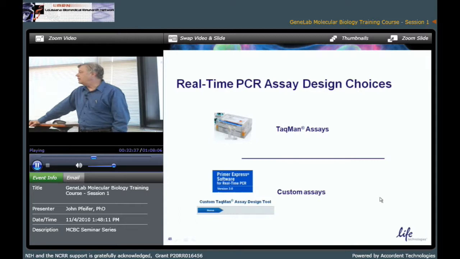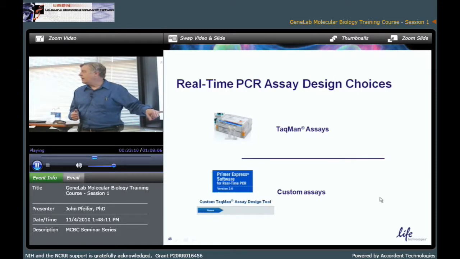In general, we divide the choices into two categories for assay design. TaqMan assays are assays that we've done all the design, the testing, the bioinformatics. They're on the website, ready to go. Custom assays are any assays other than that. So traditionally, for many years, researchers used software that we provided called Primer Express to design the assay. So that way, you would get your 100% efficiency, universal cycling conditions, universal magnesium, and so forth. But Primer Express didn't do any bioinformatics.